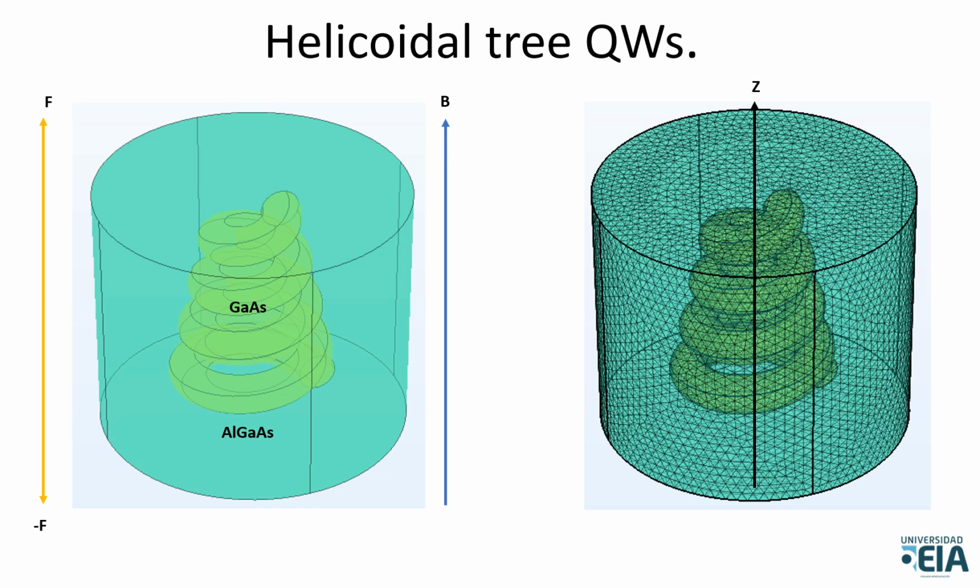Likewise, a helicoidal quantum wire is made with the same composition, and by varying the pitch angle, a form similar to a tree is obtained. It has 4 turns, and as you travel along the z-axis, the radius of the tree changes. This is with the purpose of looking for confinement effects provided by the size of the structure.